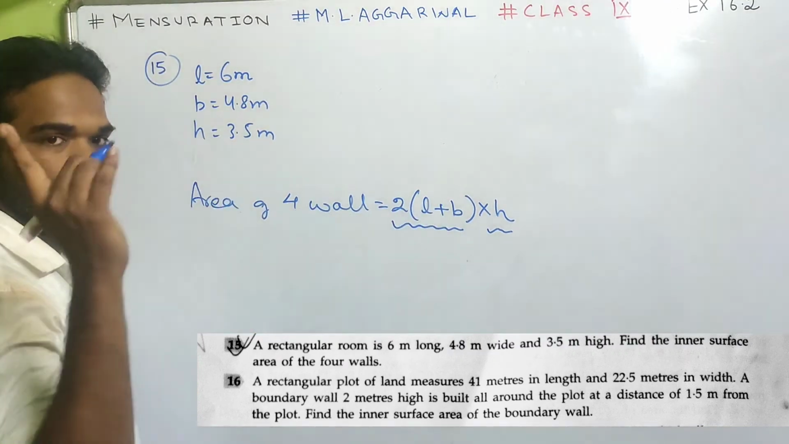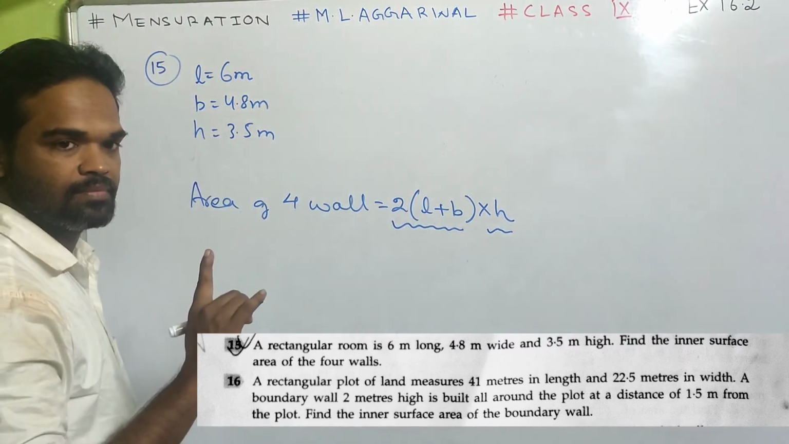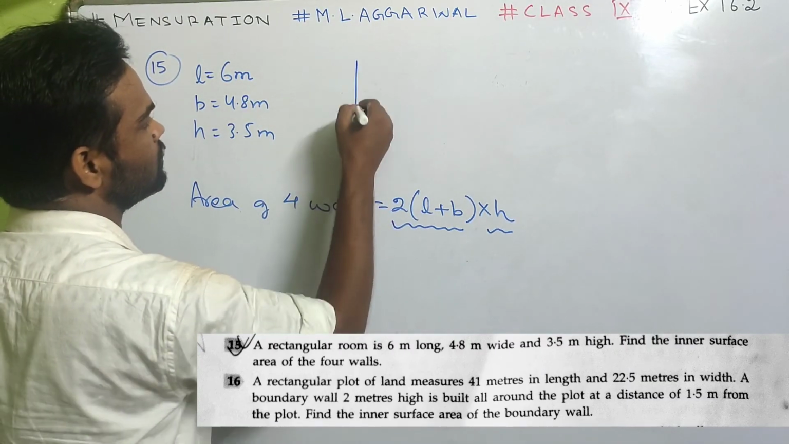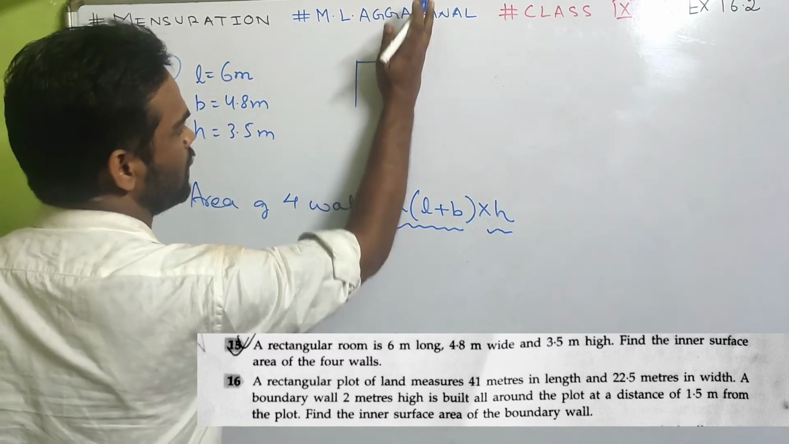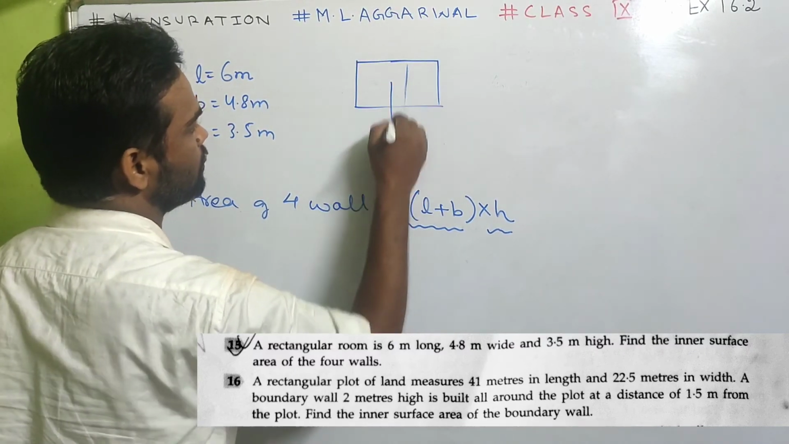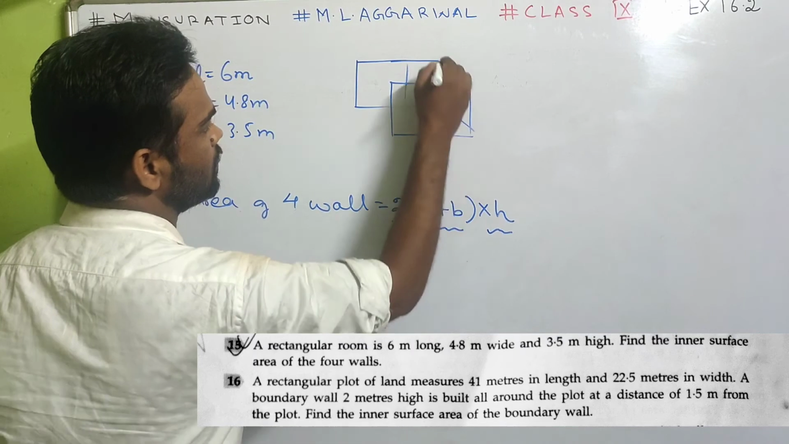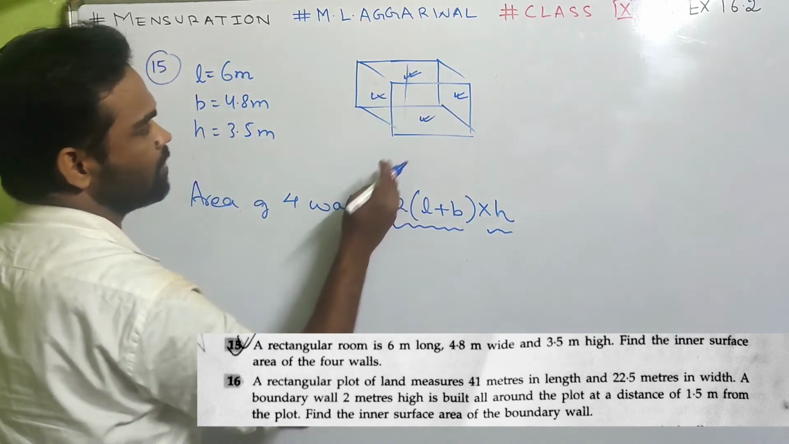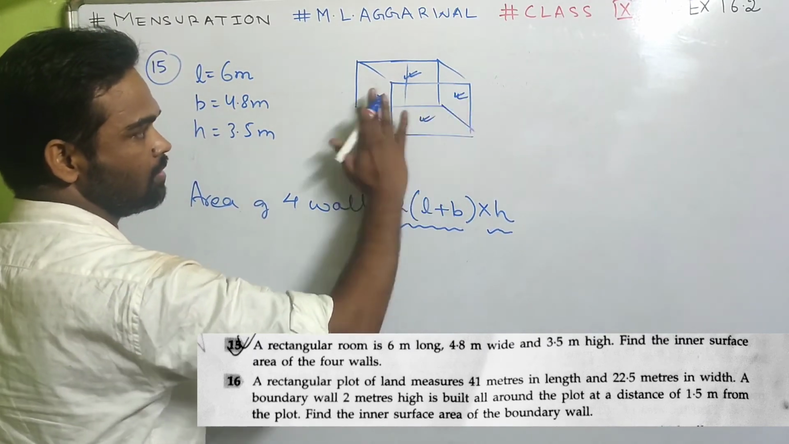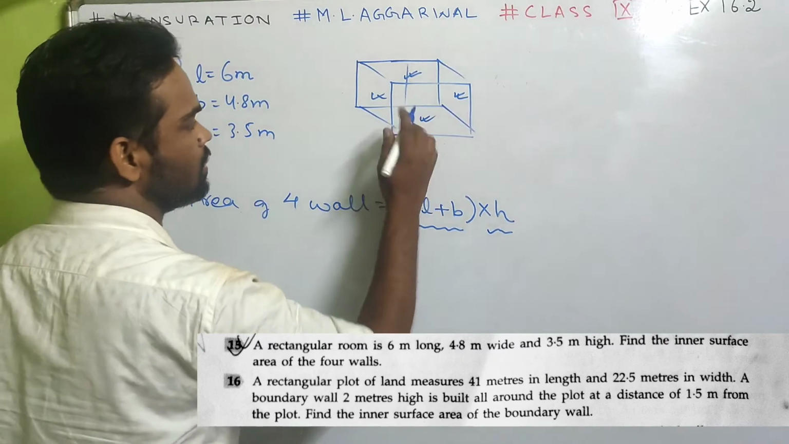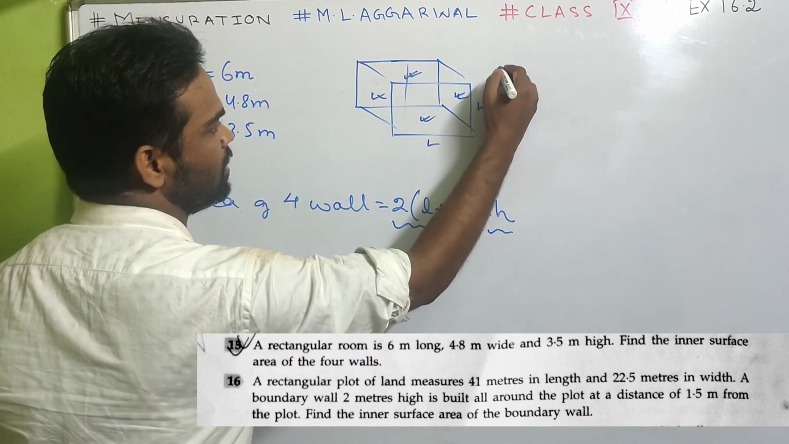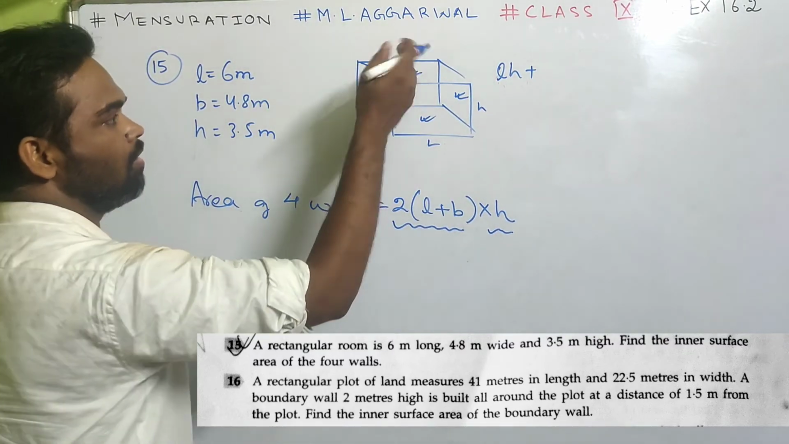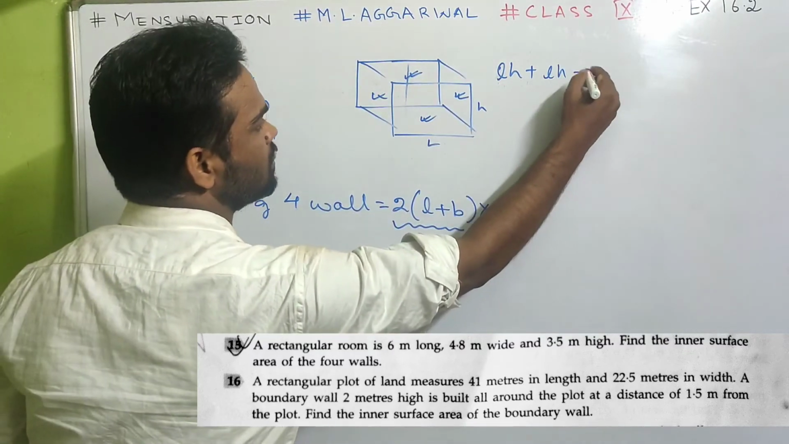Why? If you see the room, the four walls. Suppose I draw a cuboid. This is a cuboid only. There are four walls. See, this one, this, and this. For this face, this is length and this is height. So area will be L into H plus, for the opposite face, same L into H, plus.